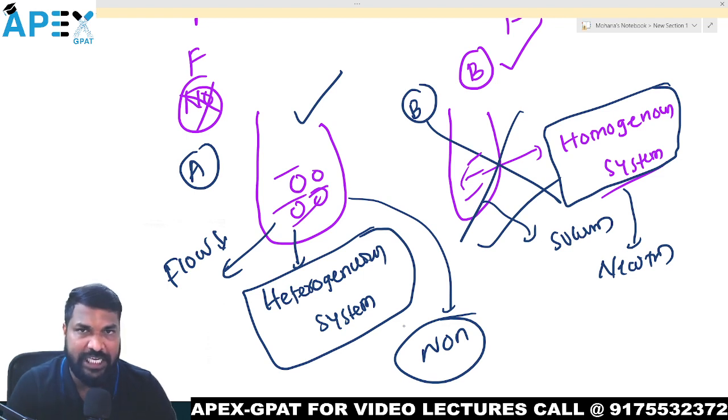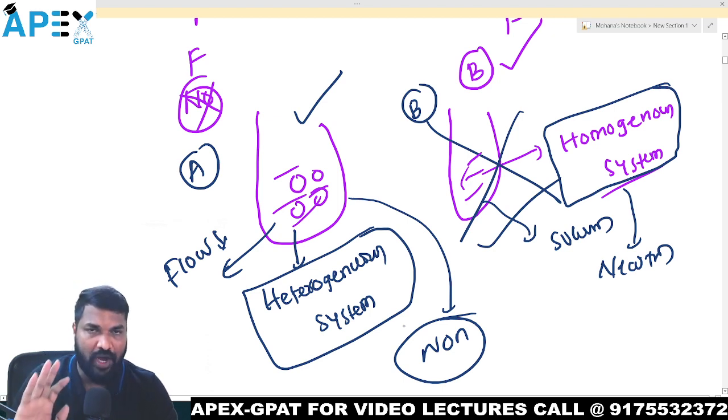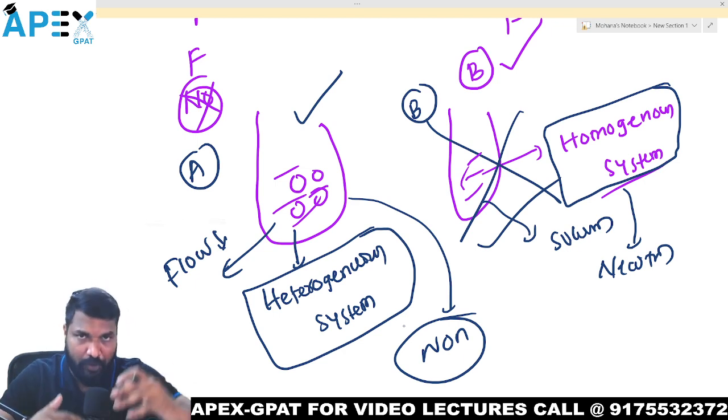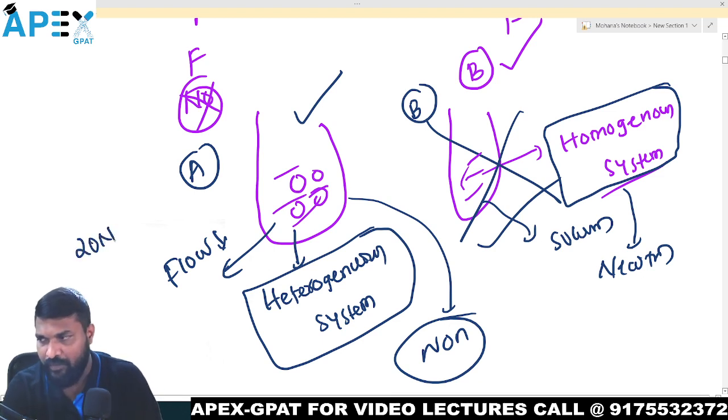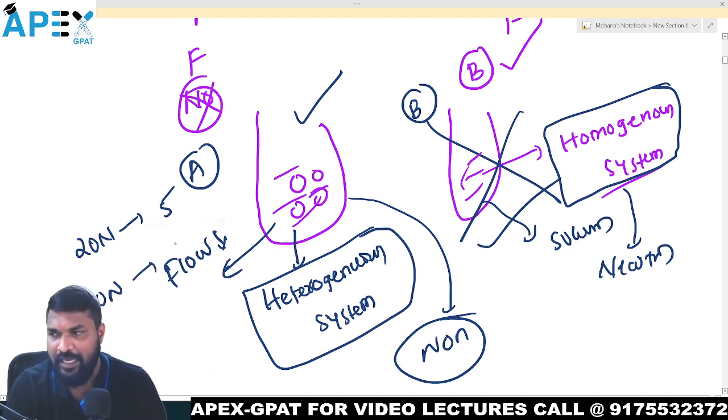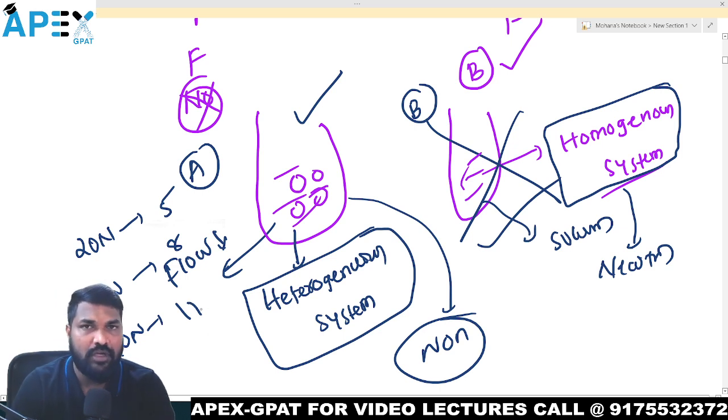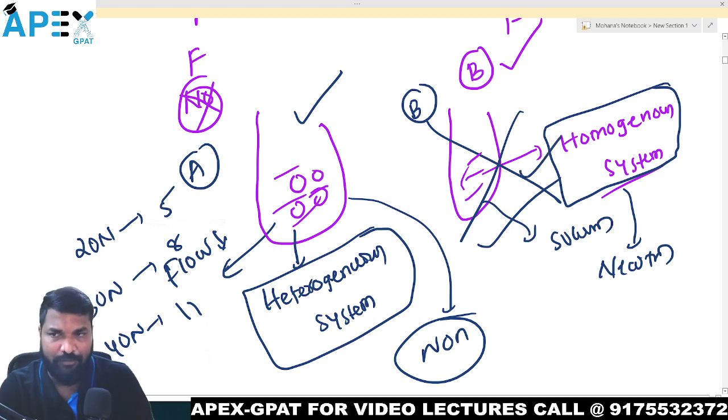So the solid content is more and the flow is not good. That means if you apply stress, if you apply force, the flow is not increasing proportionally. If you apply 20 Newton, you might observe 5 flow. If you apply 30 Newton, you might see 8 flow. If you apply 40 Newton, you might see 11 flow. It is not increasing proportionally, but here the flow increases proportionally.